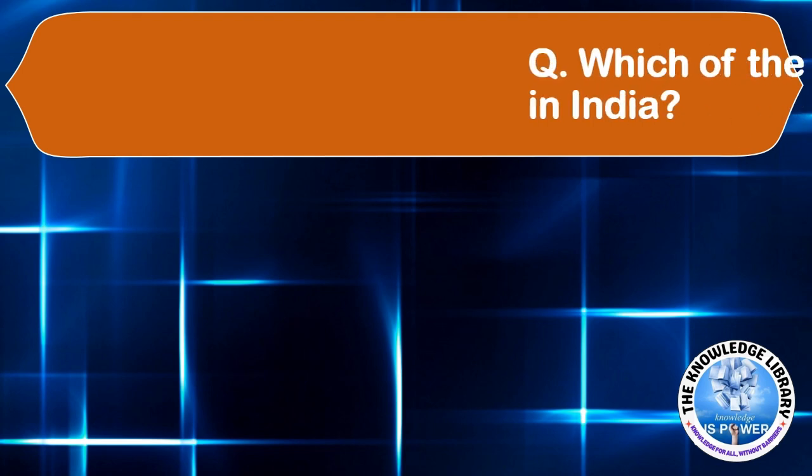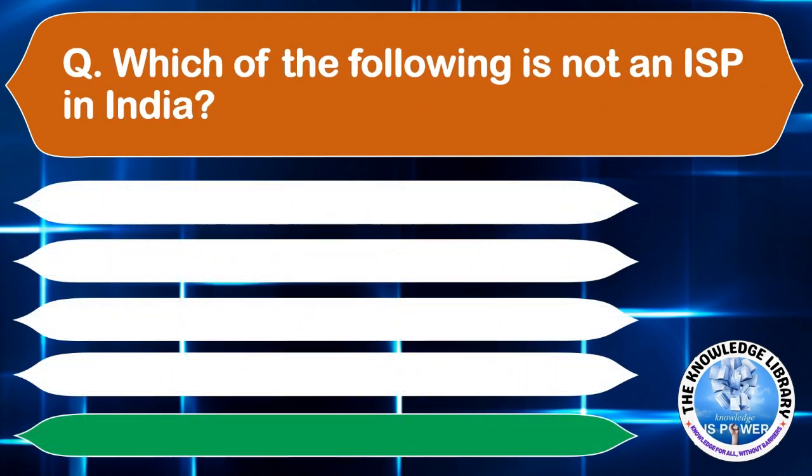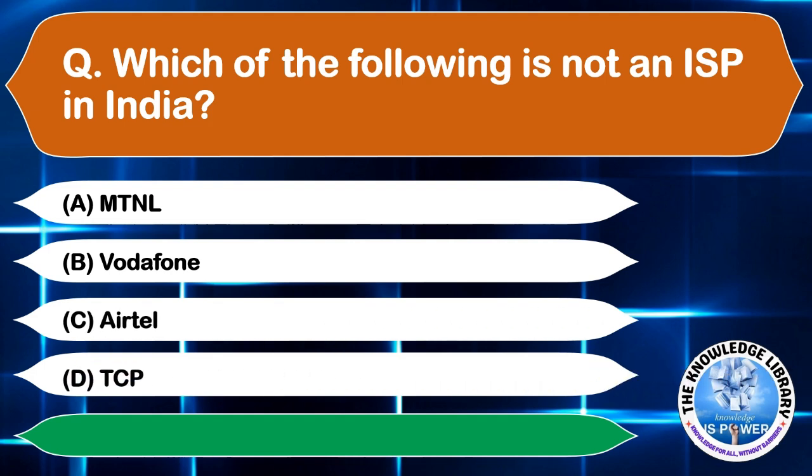The next question is, which of the following is not an ISP in India? Option A, MTNL, option B, Vodafone, option C, Airtel, option D, TCP. The correct answer is option D, TCP.